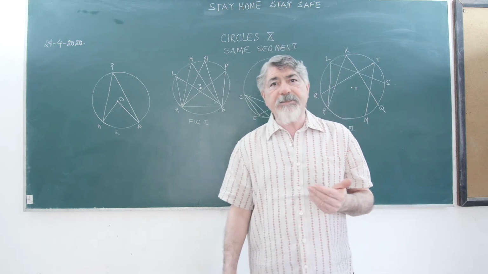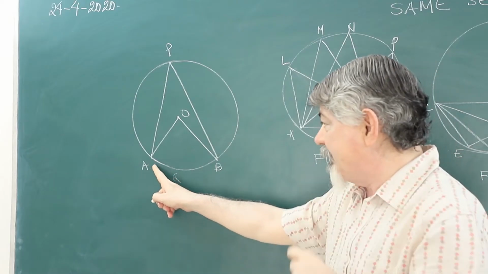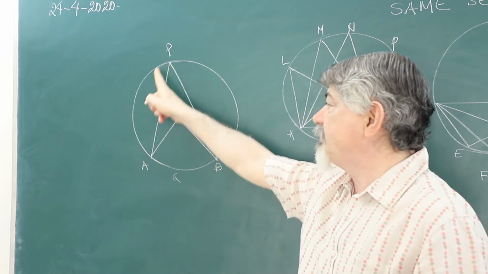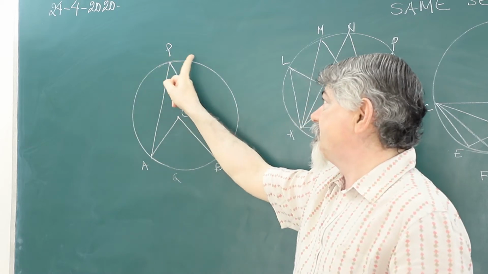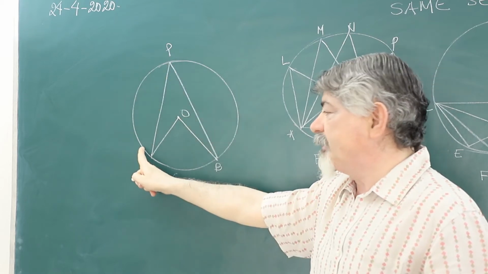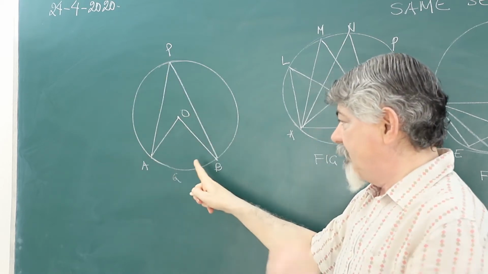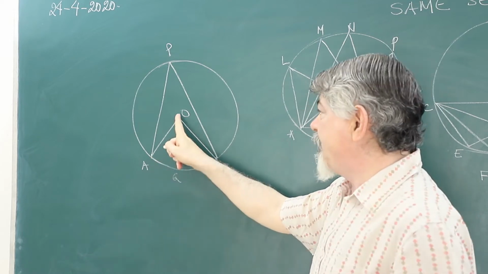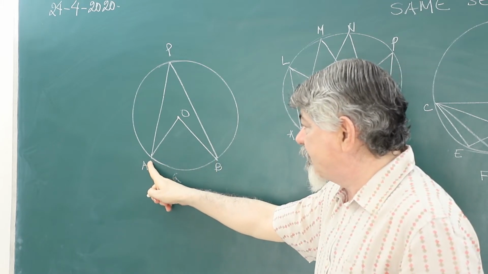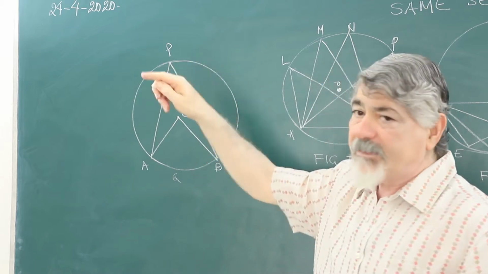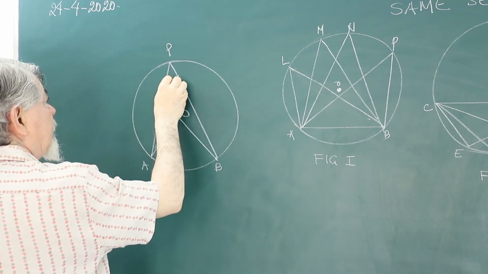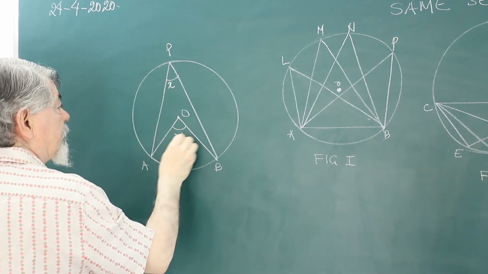What does it mean when it says remaining part of the circumference? I've already taken the arc AQB, so I cannot take that point anywhere on AQB, but P has to be taken on the major arc. So P is a point on the major arc. The minor arc subtends an angle AOB at the center, and subtends an angle APB at the remaining part of the circumference. The relation is that the angle at the center is double the angle at the circumference.